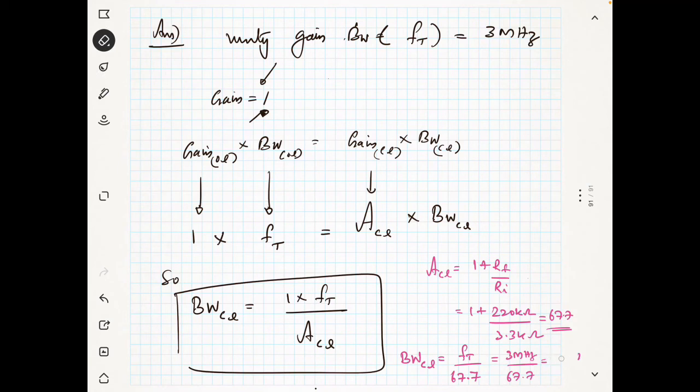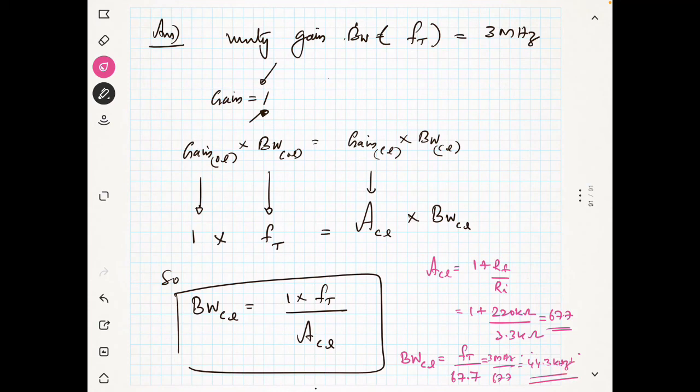So I do not have space here. So 3 megahertz divided by 67.7 becomes 44.3 kilohertz. Okay, that is the answer for the first part.